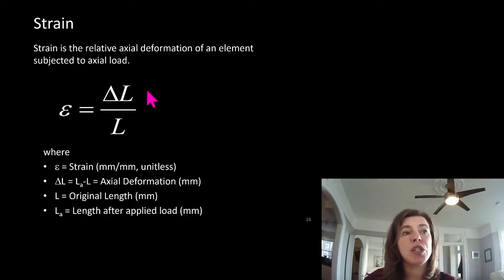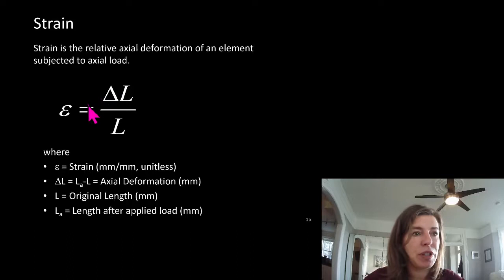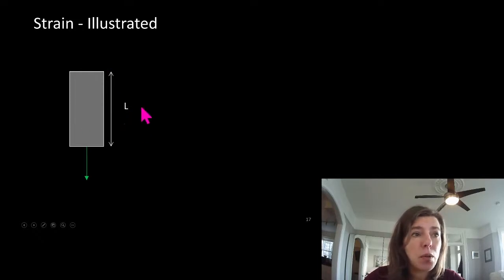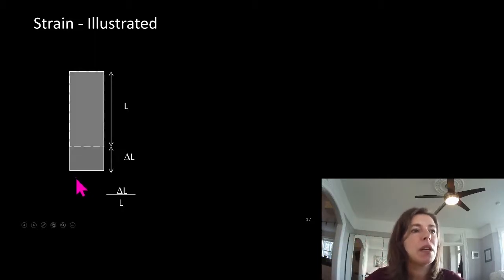So strain is the change in length divided by the original length. That can be a little bit hard for people to get their head around sometimes. So let me show you some physical examples here. We have an original object with the length L, and we apply a force. What the force is doesn't matter. What we care about is how much it moves. So we have some change in length. That's our new length. That was our original length. So that is our change in length. So delta L divided by L.